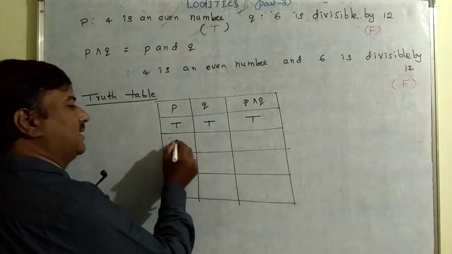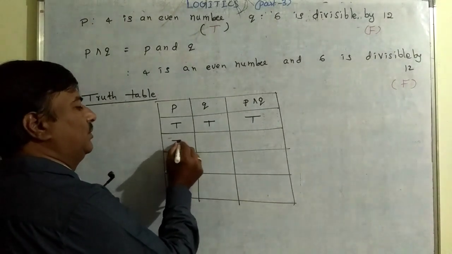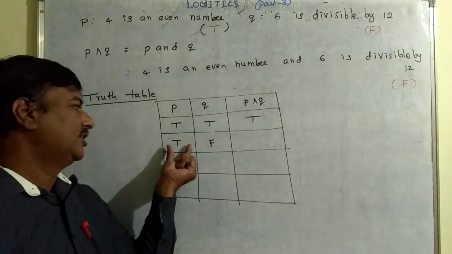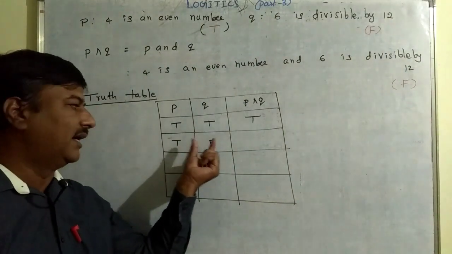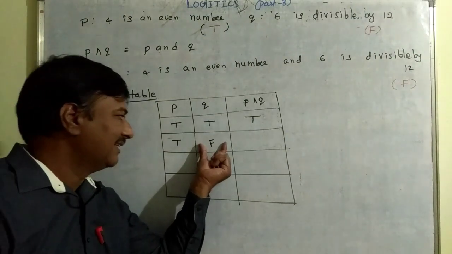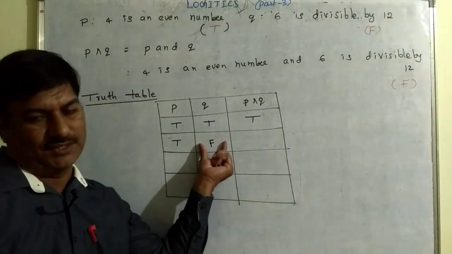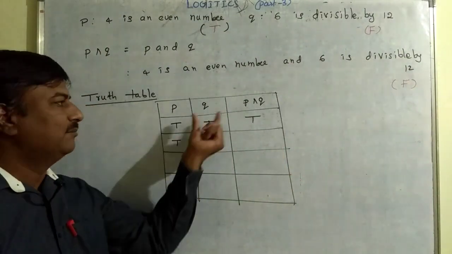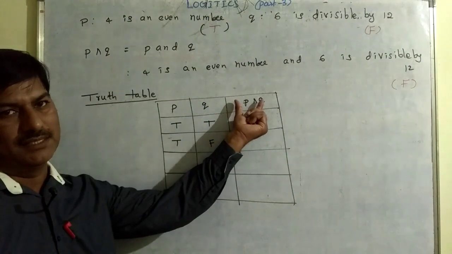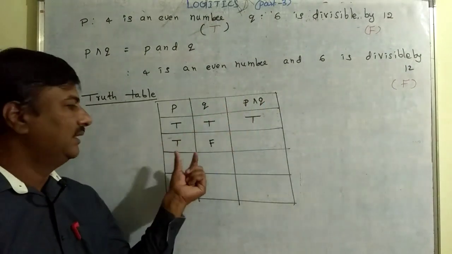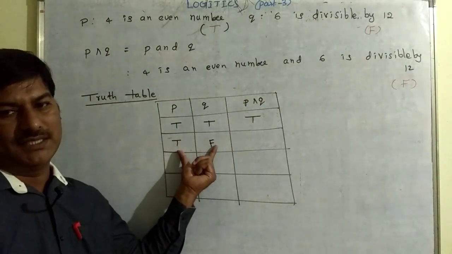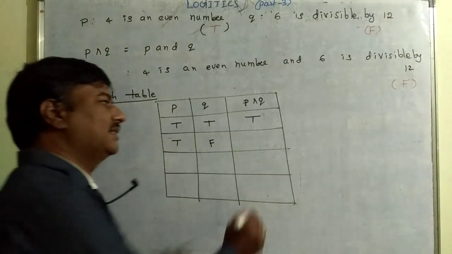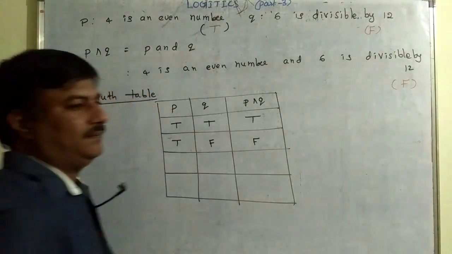We'll go for the next case. True. Let's consider the next case. False. Ravi passed mathematics and Ravi failed in physics. In the final result, P and Q, conjunction means P and Q. He passed only one of the subjects. One of the subjects means he doesn't clear all the subjects, which means he failed the examination.